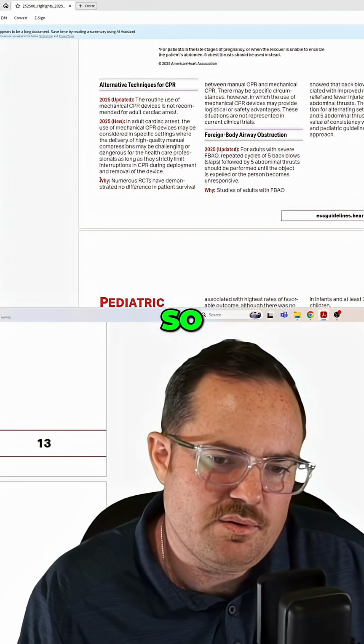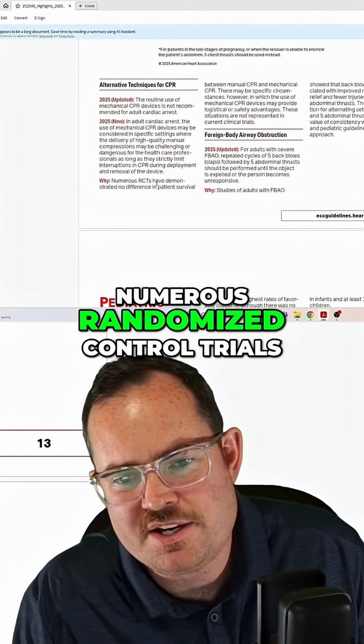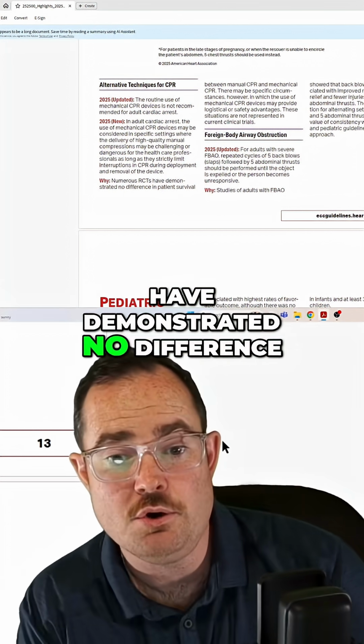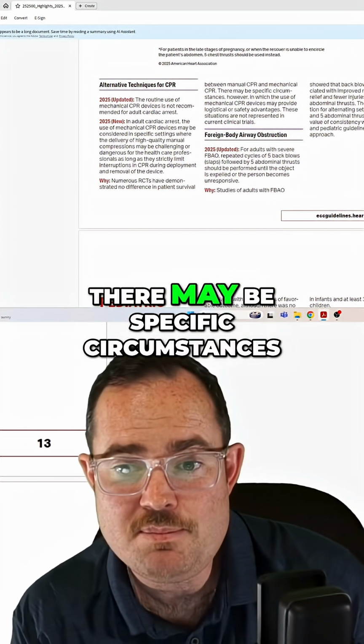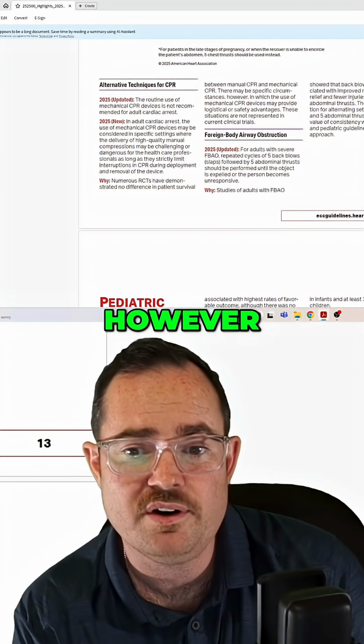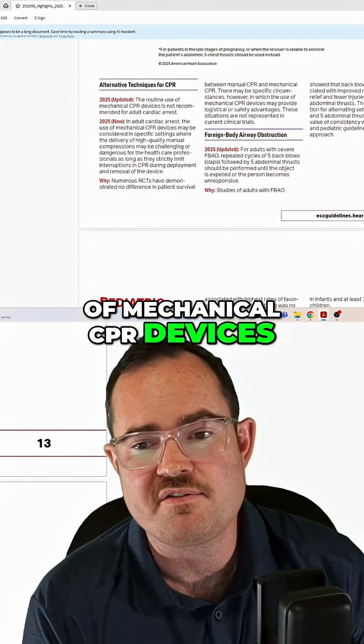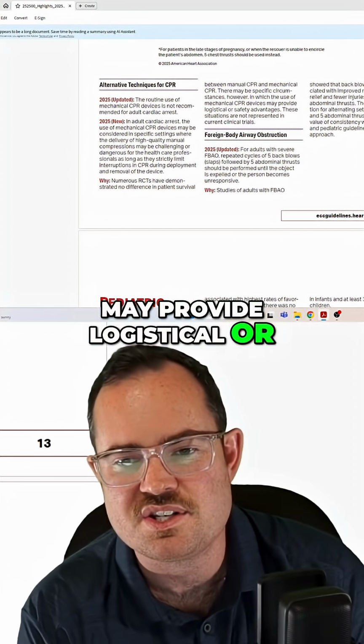So right here it says numerous randomized controlled trials have demonstrated no difference in patient survival between manual CPR and mechanical CPR. There may be specific circumstances, however, in which the use of mechanical CPR devices may provide logistical or safety advantages.